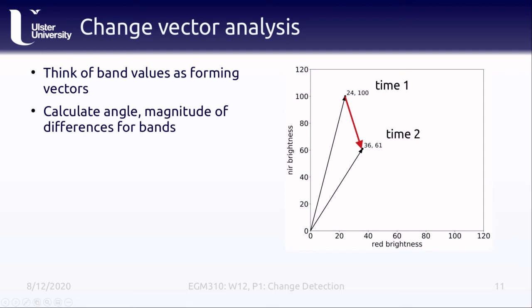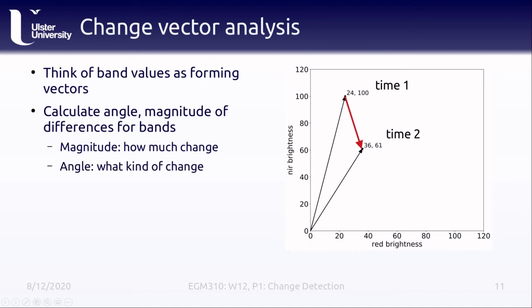We can also calculate the angle and magnitude of the differences. This vector has an angle, minus 63.5 degrees, or about 300 degrees going anti-clockwise, and a magnitude of 40.8. The magnitude represents how much change has occurred. That is, how different the pixel is at time 2 when compared to time 1. The angle can be interpreted to determine what kind of change has occurred.